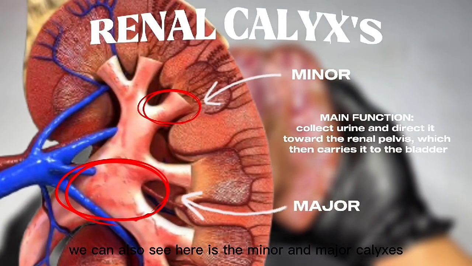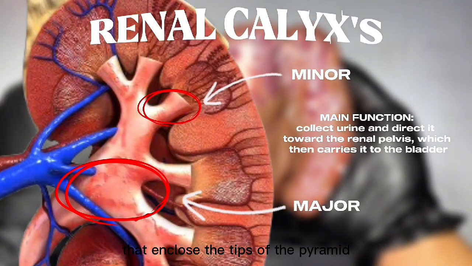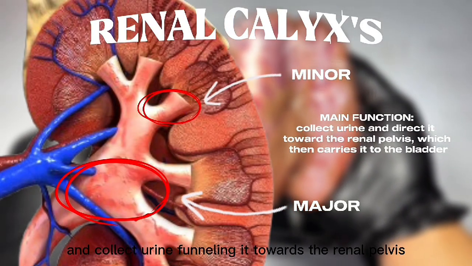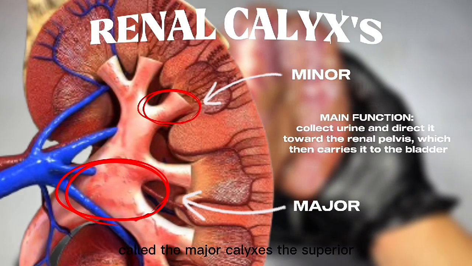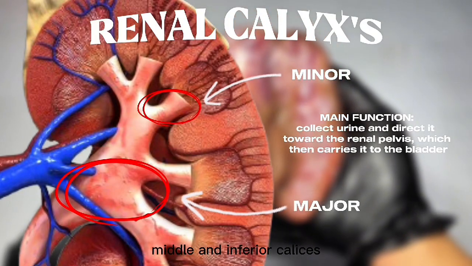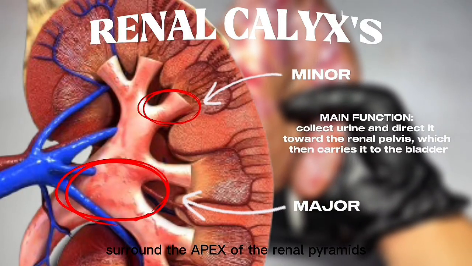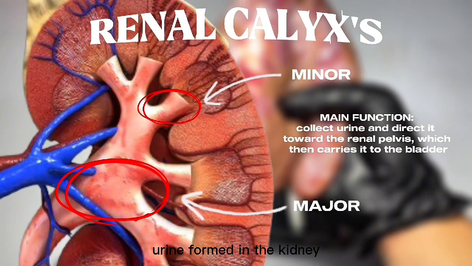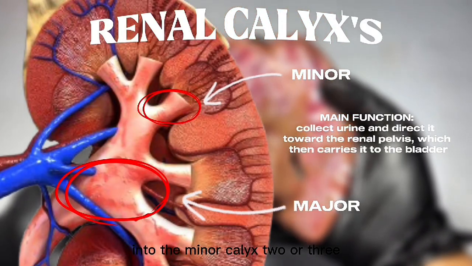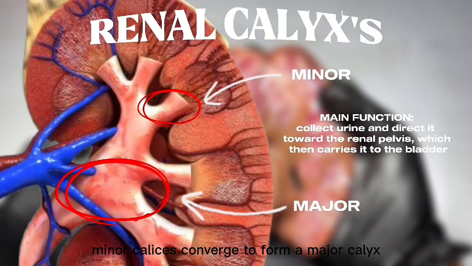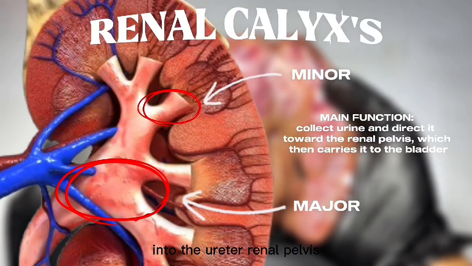We can also see here the minor and major calyces. Calyces are cup-shaped structures that enclose the tips of the pyramid and collect urine, funneling it towards the renal pelvis. They unite to form 2 or 3 short tubes called the major calyces, the superior, middle, and inferior calyces. The minor calyces surround the apex of the renal pyramids. Urine formed in the kidney passes through the renal papilla at the apex into the minor calyx. 2 or 3 minor calyces converge to form a major calyx, through which urine passes before continuing through the renal pelvis into the ureter.